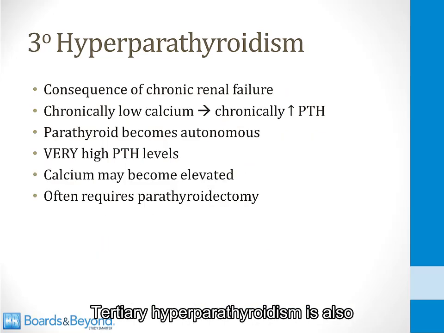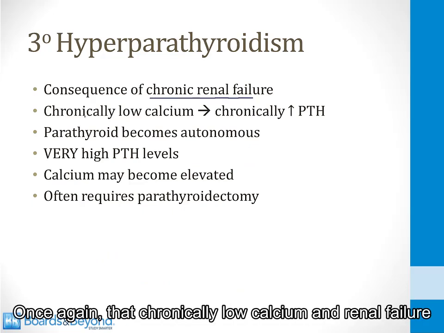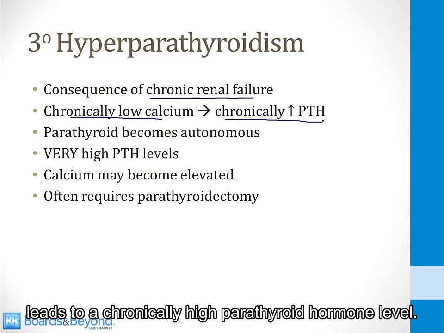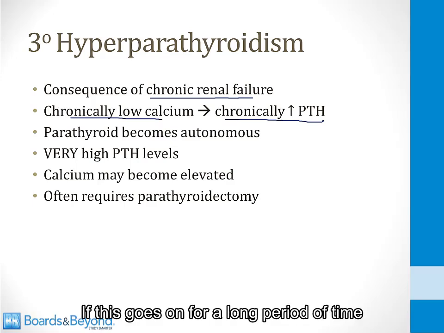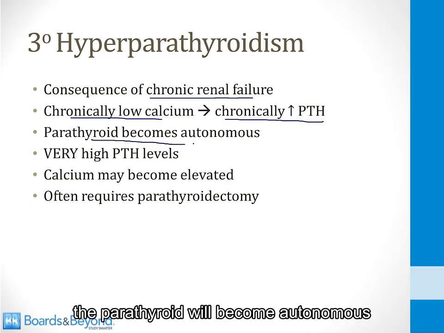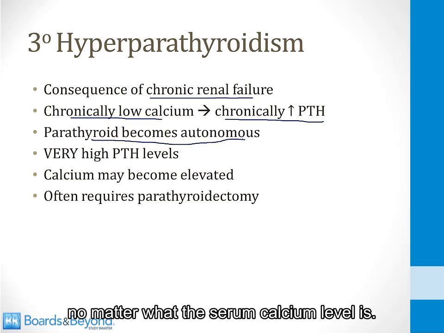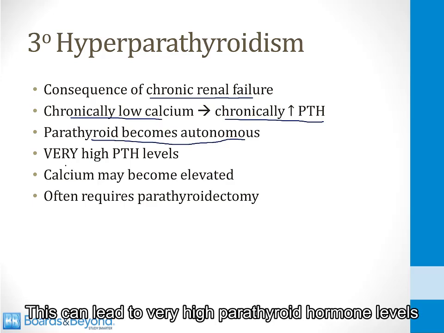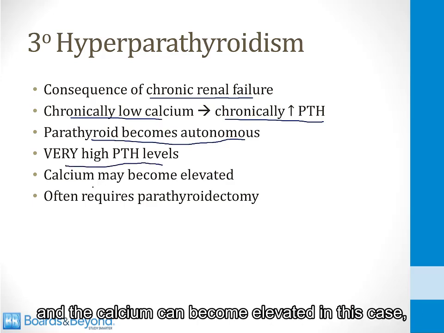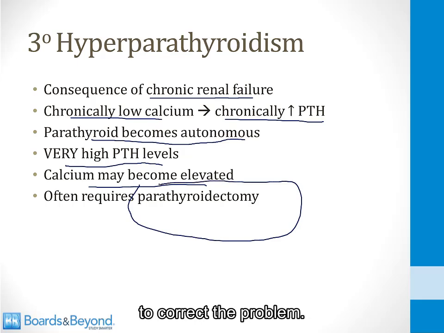Tertiary hyperparathyroidism is also a consequence of chronic renal failure. Once again, that chronically low calcium in renal failure leads to a chronically high parathyroid hormone level. If this goes on for a long period of time, the parathyroid will become autonomous and it will release parathyroid hormone no matter what the serum calcium level is. This can lead to very high parathyroid hormone levels, and the calcium can become elevated in this case, and this often requires a parathyroidectomy to correct the problem.